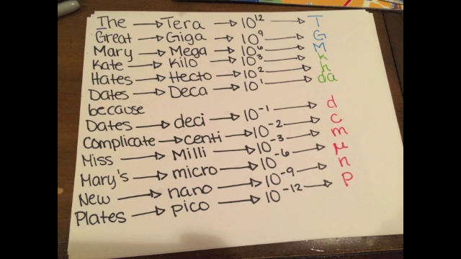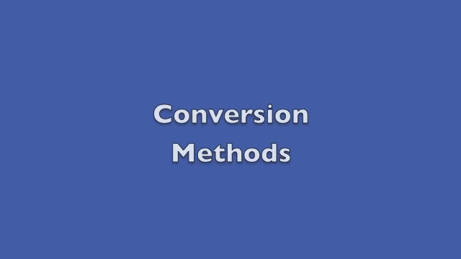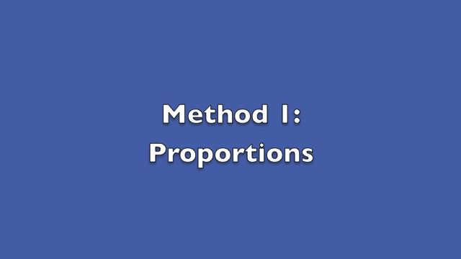These units are generally symbolized by their first letter, except for deca, which is represented by DA, and micro, which is represented by a mu. Now let's learn how to convert between the metric system. The first method that we will use utilizes simple multiplication and division.